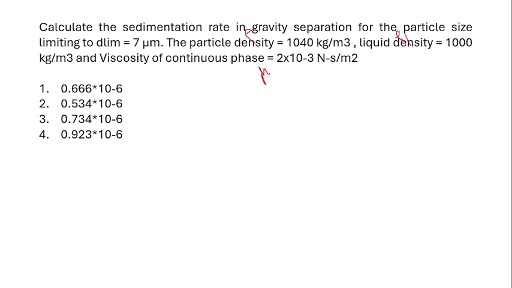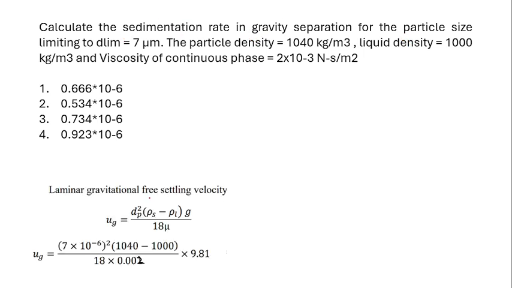So the viscosity mu is given, the particle density is given for the solid, and this is the liquid density, and the diameter d is also given. The only thing asked is to find the sedimentation rate. So we have to use the formula of free settling velocity, which is Ug is equal to dp square into rho s minus rho l into g divided by 18 mu.